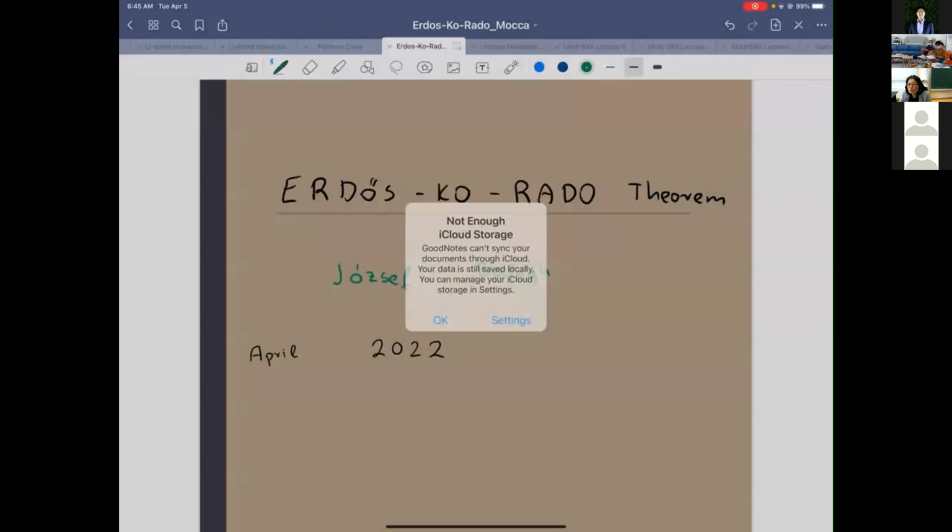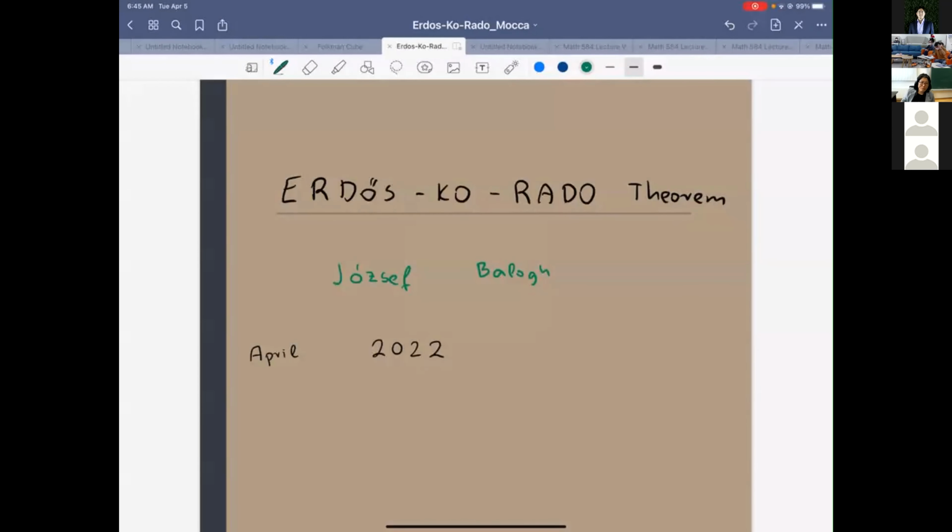The next speaker is József Balogh from UIUC. He's the advisor of Hong Yu, if anyone doesn't know. Anyway, he's going to talk about the robustness of the Erdős-Ko-Rado Theorem.